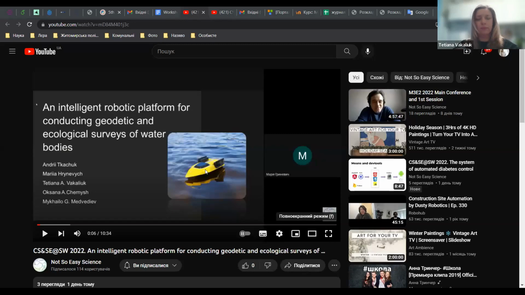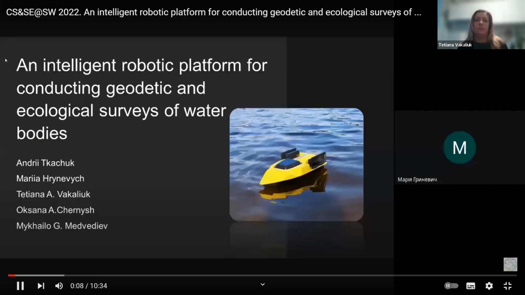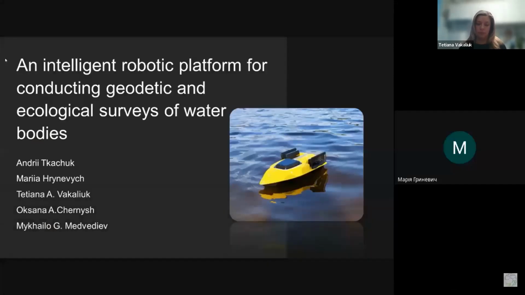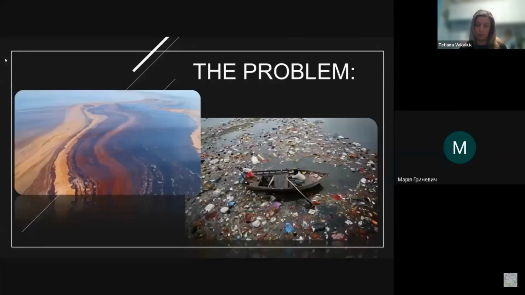Platform for conducting geodetic and ecological surveys of water bodies, as well as the application of these platforms as a tool for promoting the development of environmental consciousness and motivation for transforming knowledge into behavioral models. Modern realities signify a rapid increase in the consumption and the amount of waste. Therefore, the question arises: can new digital technologies compensate for these changes?